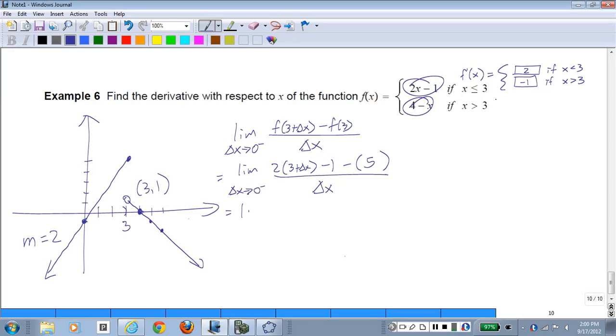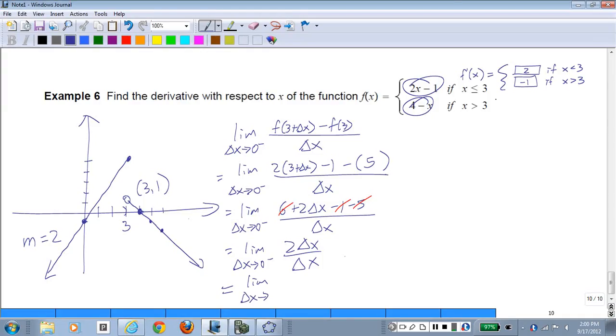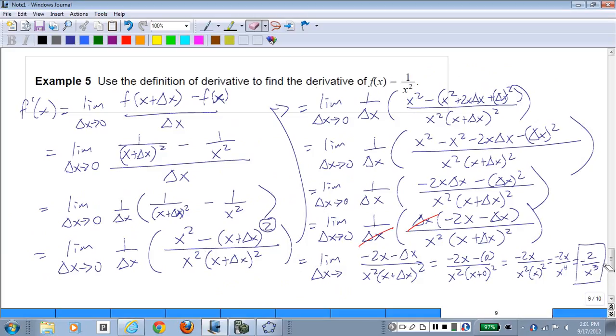So we keep going. This equals the limit as delta x approaches 0 from the left of 6 plus 2 delta x minus 1 minus 5 all over delta x. Well, the 6 and the minus 1 and the minus 5 all add up to 0. So we'll cancel them all. A group cancellation there. This equals the limit as delta x approaches 0 from the left of 2 delta x over delta x. And I guess this is not a big surprise. This is the limit as delta x approaches 0 from the left of 2, which is 2. Okay. Well, that part of the limit exists. I guess that's not the final answer, so you shouldn't put a box around it. Hope that wasn't important.